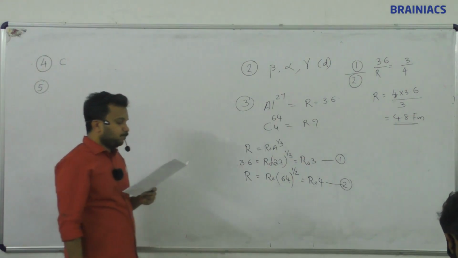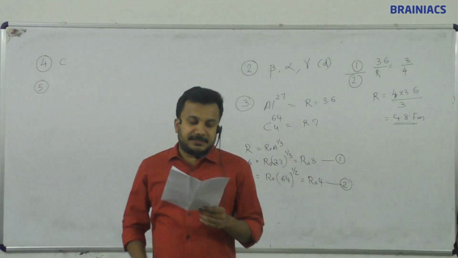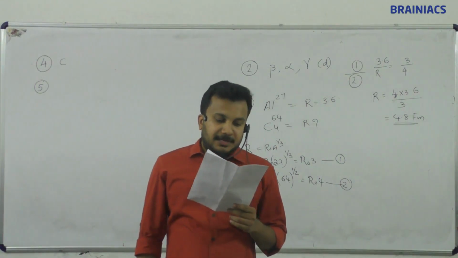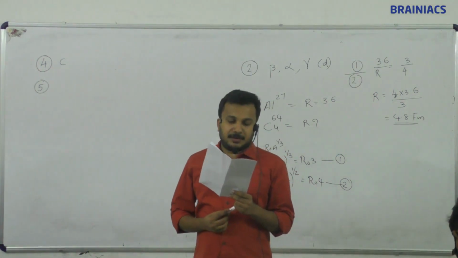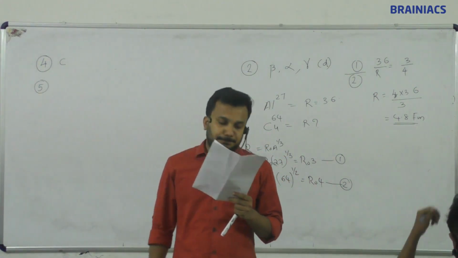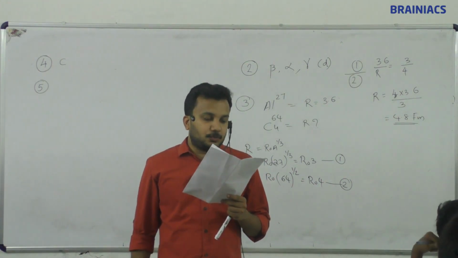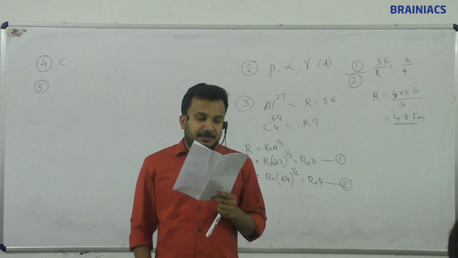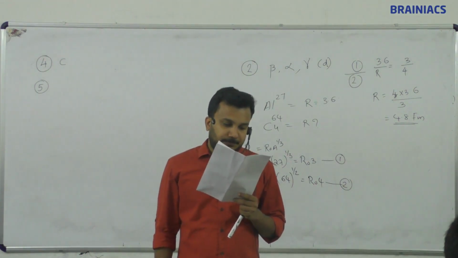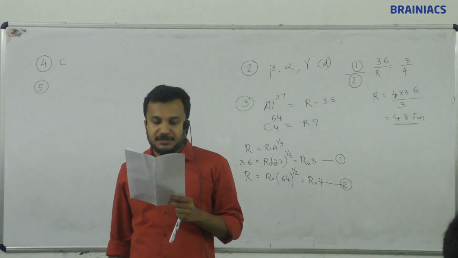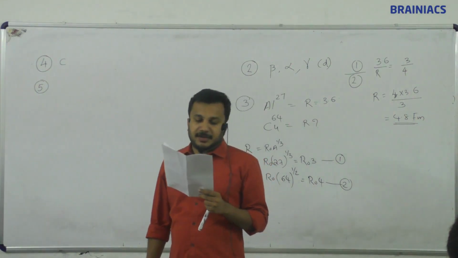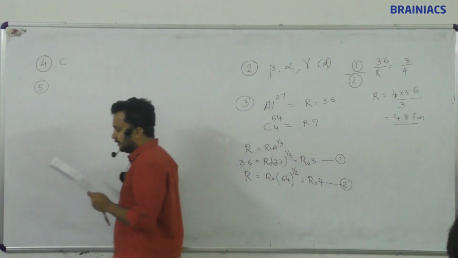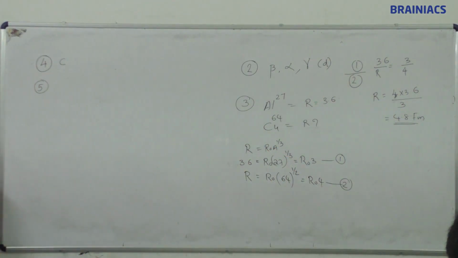Fifth. A radioactive sample has its disintegration rate 5,000 disintegrations per minute. After 5 minutes, the rate is 1250 disintegrations per minute. Then the decay constant per minute will be? Solve it. How to solve it?